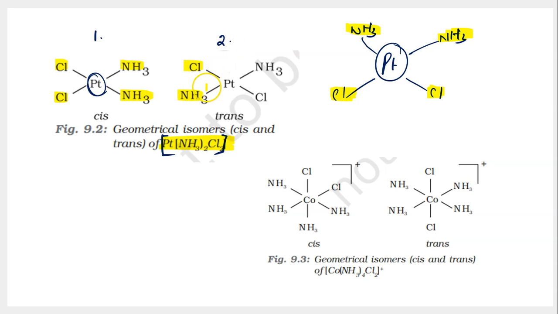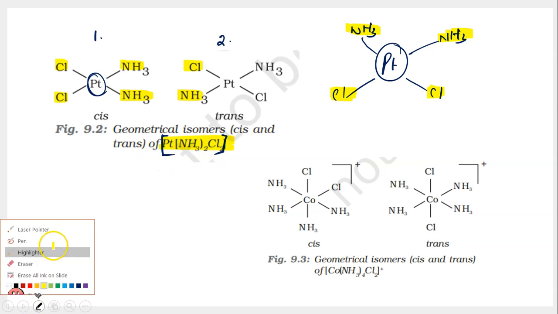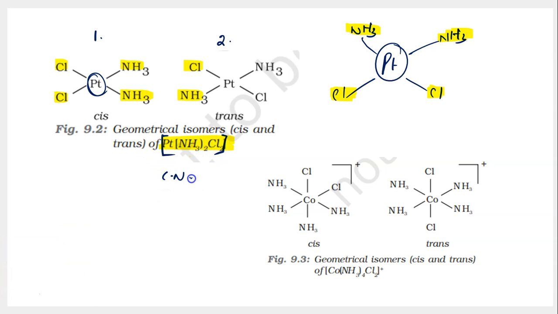So in conclusion, if you are having a complex whose coordination number is equal to 4 and which is having two ligands of one type and two ligands of other type, in this combination, this is the only way of arrangement. You can either arrange it in fashion 1 or in fashion 2. That's it. There's no third arrangement possible.